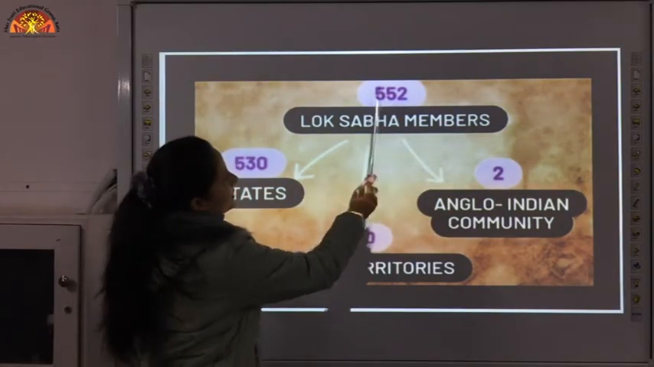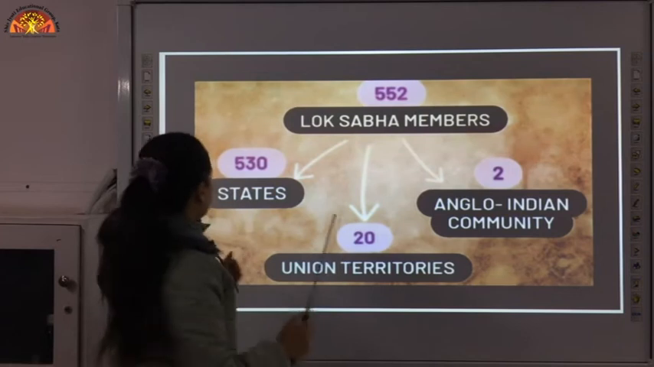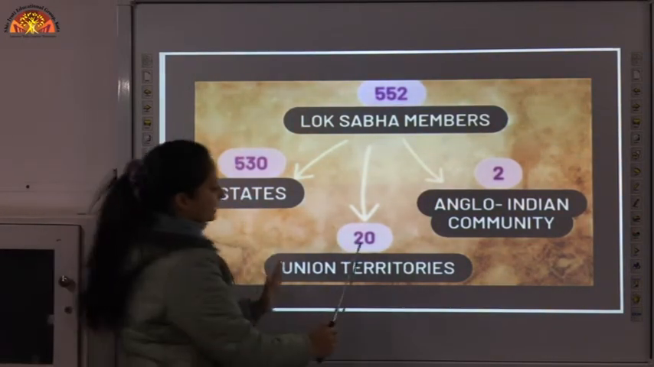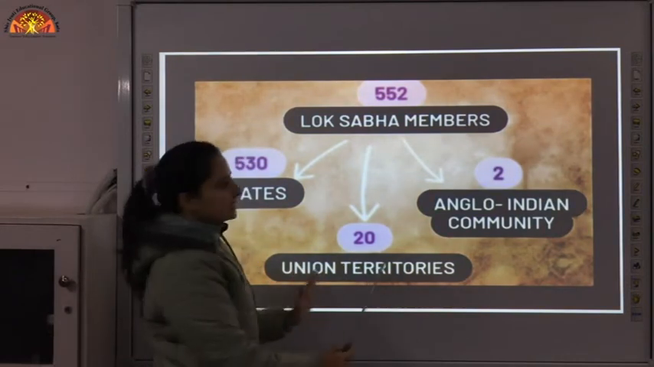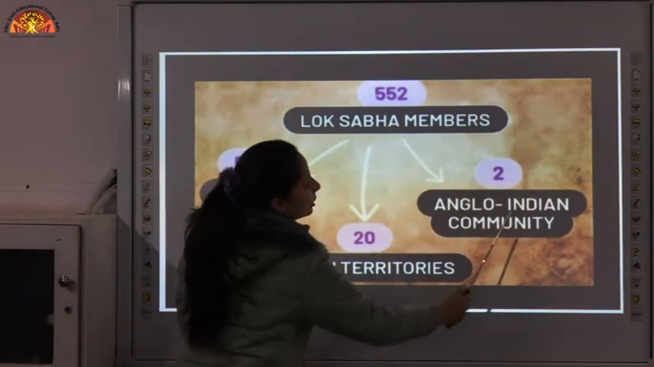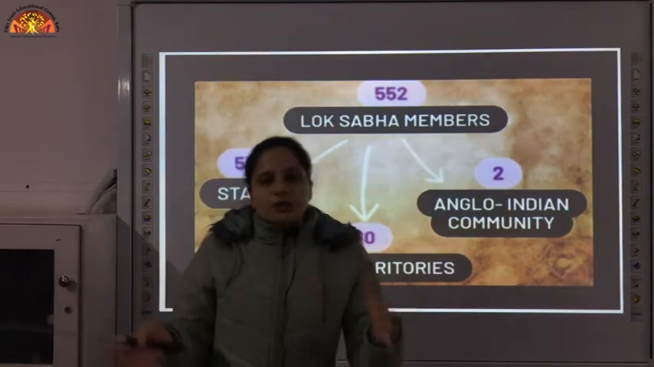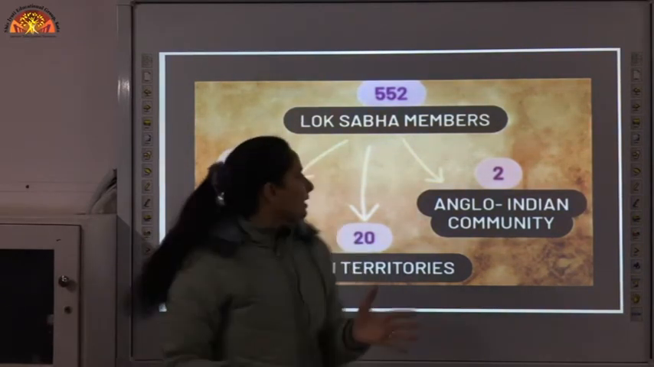Now, we look into the members. In Lok Sabha, the total members are 552, out of which 530 represent the states, 20 represent the union territories, and 2 represent the Anglo-Indian community. Anglo-Indian community means referring to both Indian and British.